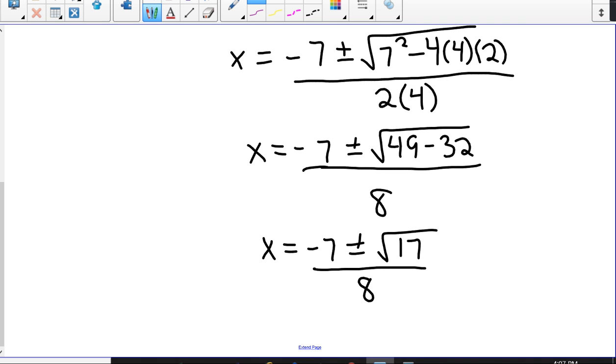Can I simplify this? It said to express my answer in simplest form. Well, let's see. Looking at the square root of 17, I don't see any perfect square factors of 17, right? The only factors of 17 are 1 and 17. So we cannot simplify this. This is our final answer.